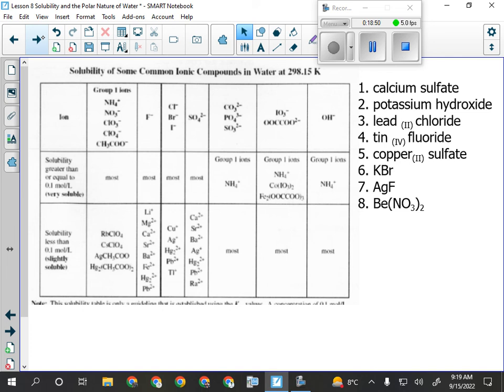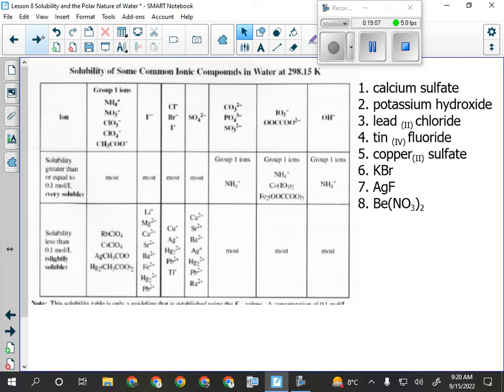Everyone follow how I did that? I look for my negatively charged part of the compound, and then I find out where the positively charged part is. If it's in the second row, it's soluble. If it's in the third row, it's not soluble. Second row is soluble, third row not soluble.